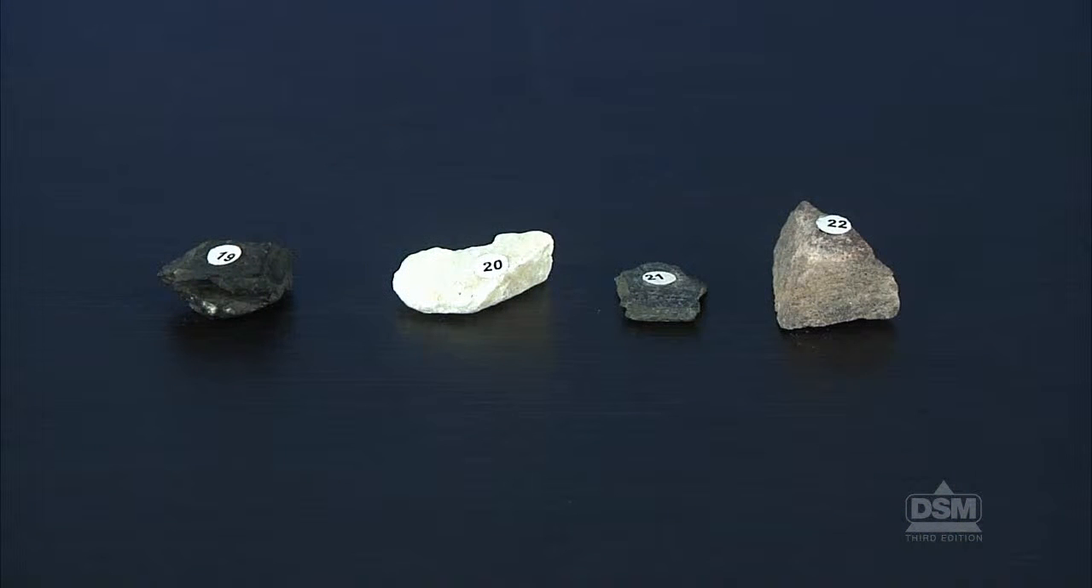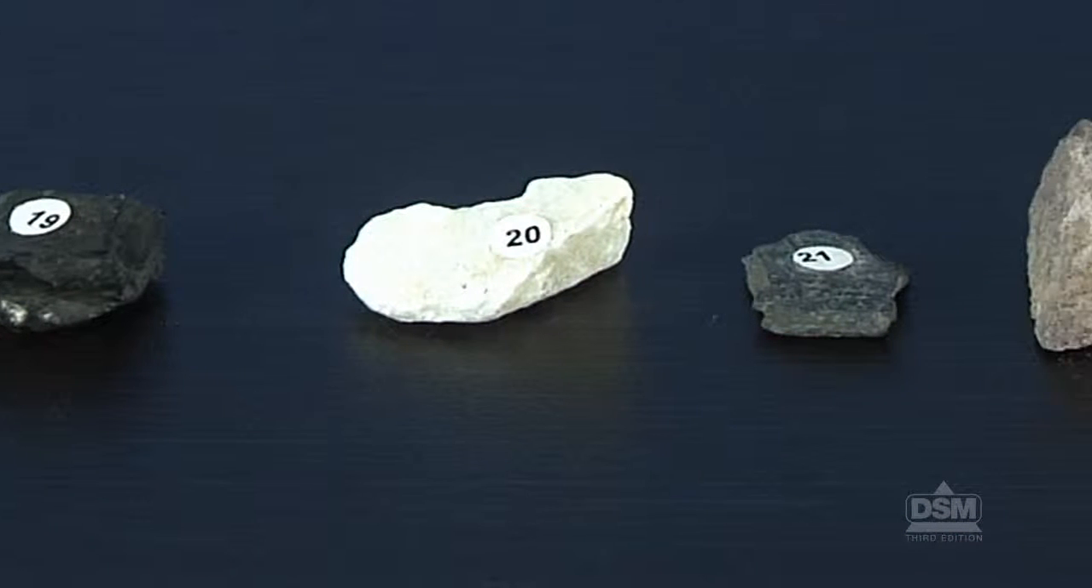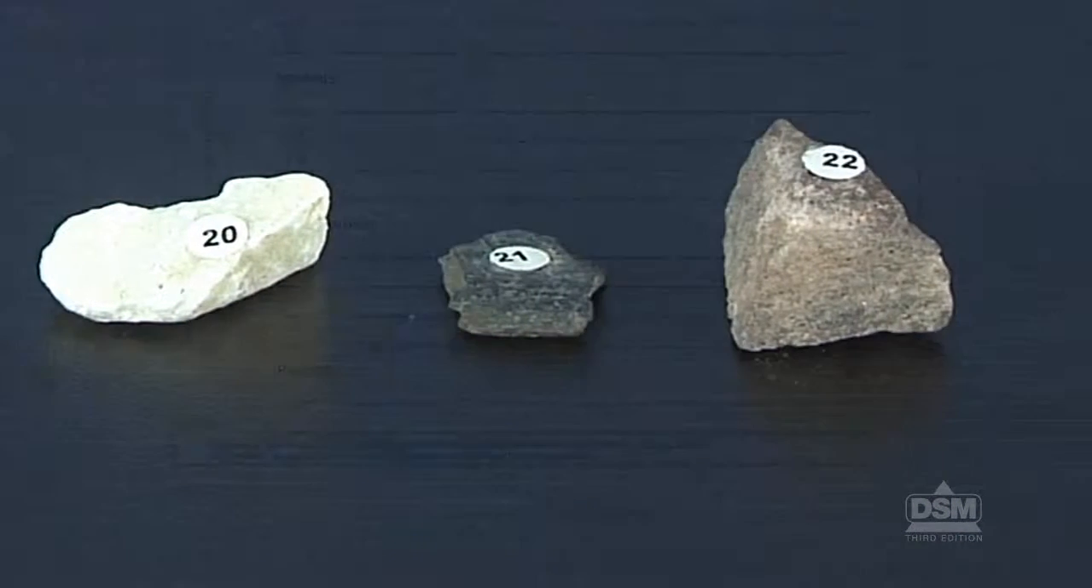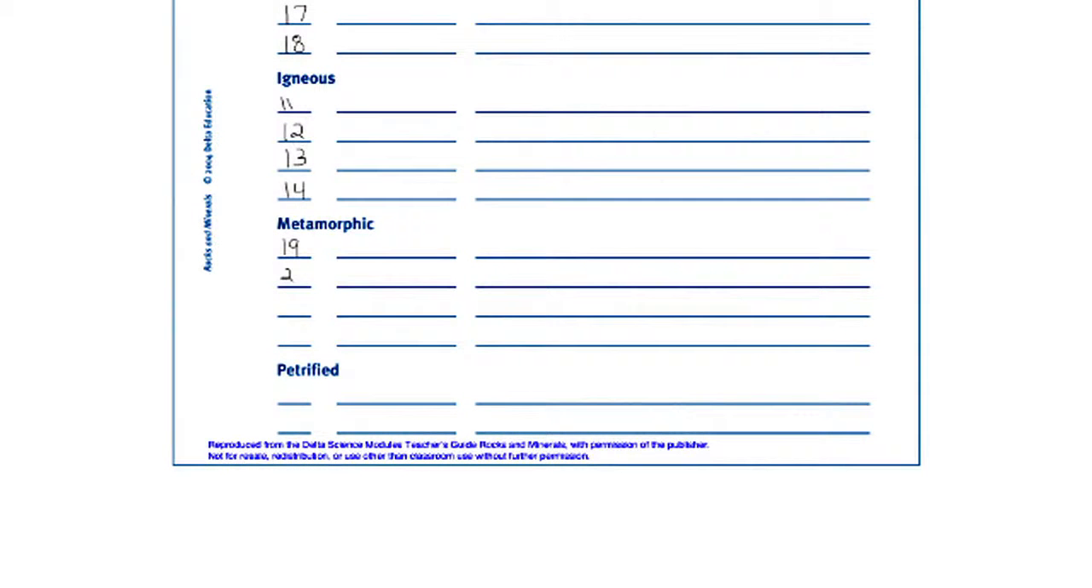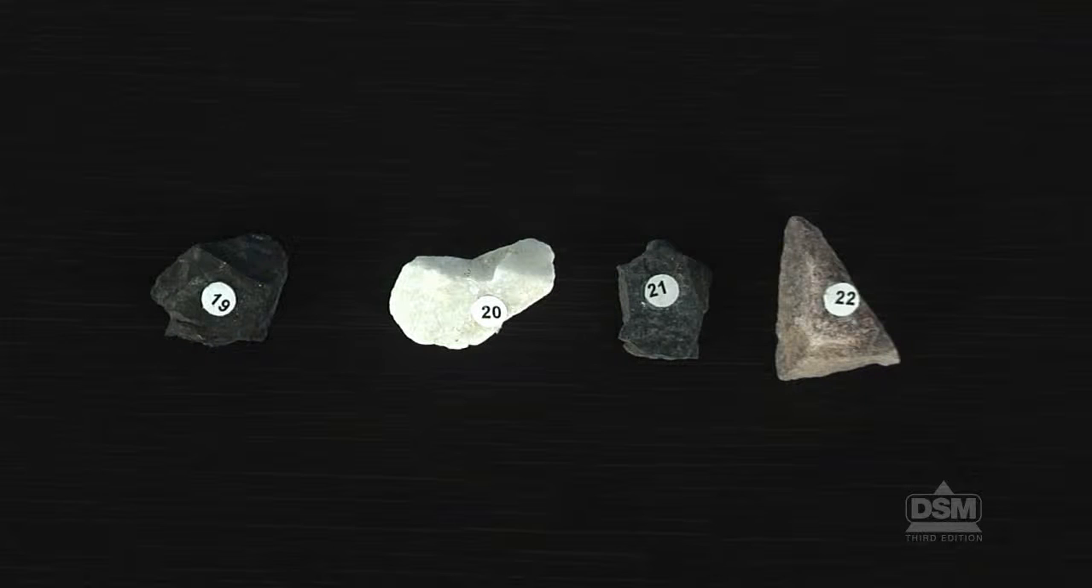Students should look for rocks that appear compact, have coarse grain, are possibly layered, and are sparkling in appearance. Tell students to record their predictions on the activity sheet. Specimens 19, 20, 21, and 22 are metamorphic rocks.